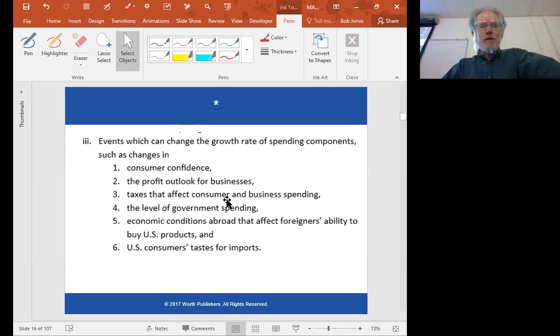Taxes affect both consumers and businesses. Taxes go up, spending is going to go down. So higher taxes will reduce the growth rate of velocity and decrease aggregate demand. Most of these are pretty self-explanatory. If something is going to lead to more spending, then it's going to lead to an increase in velocity, and aggregate demand is going to go up. If it's going to lead to less spending, then the growth rate of velocity is going to go down, and aggregate demand is going to decrease.